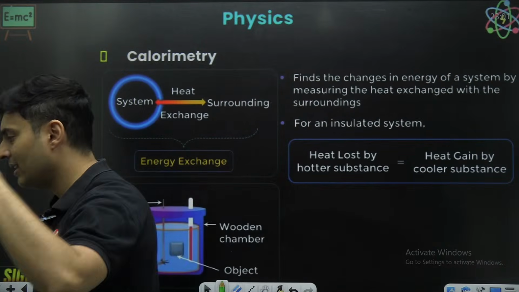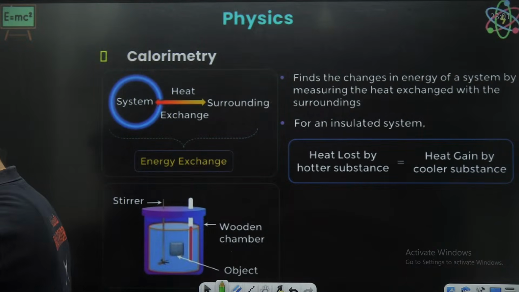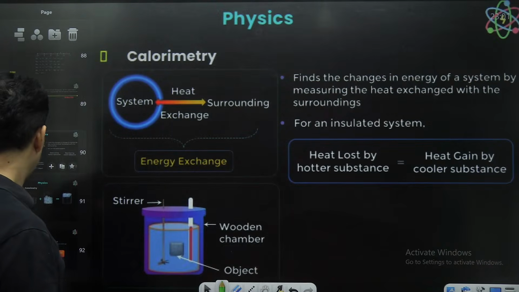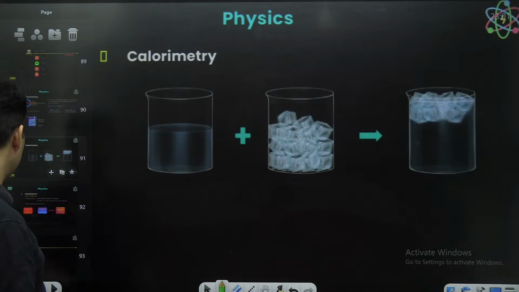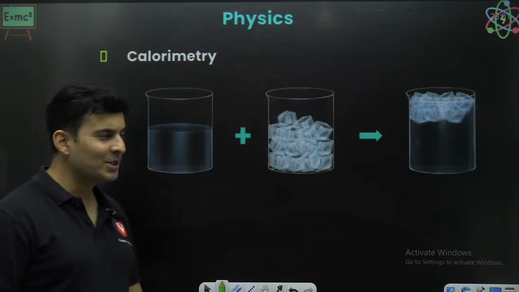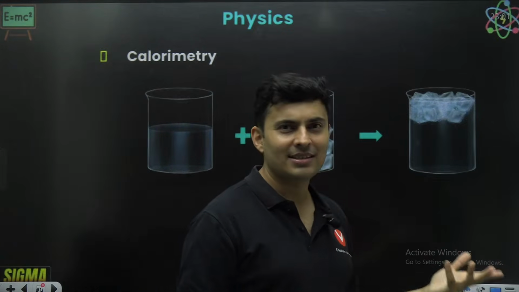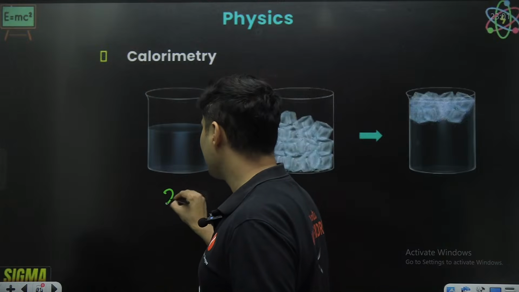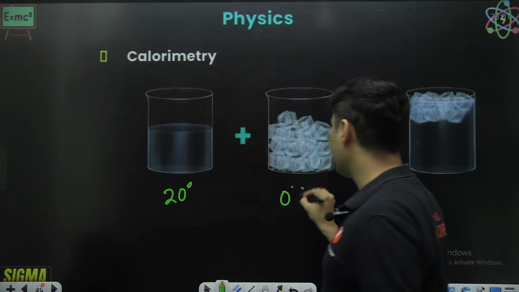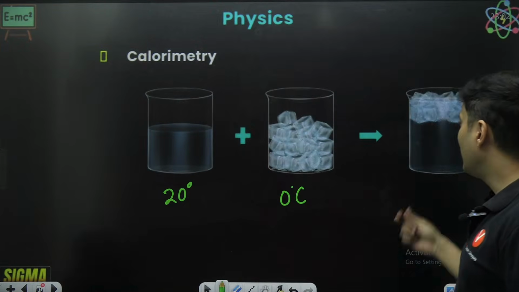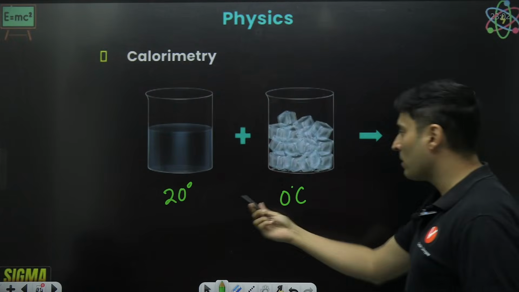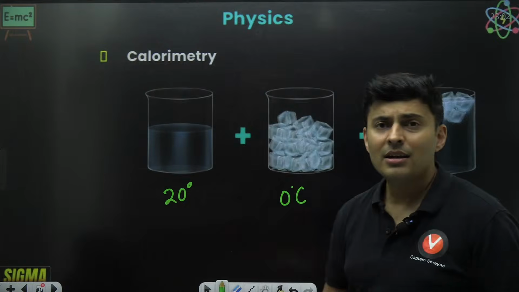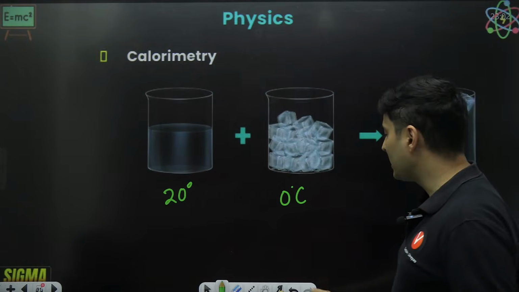Is this understanding? Everyone clear? So there could be multiple examples of this. Like, for example, water with ice. You mix water and ice. If water is, let's say, 20 degrees Celsius and the ice is 0 degrees Celsius, what do you think will happen? Yeah, the ice will slowly start melting. It's warm water, so ice will start melting. And sometime later they will reach equilibrium.